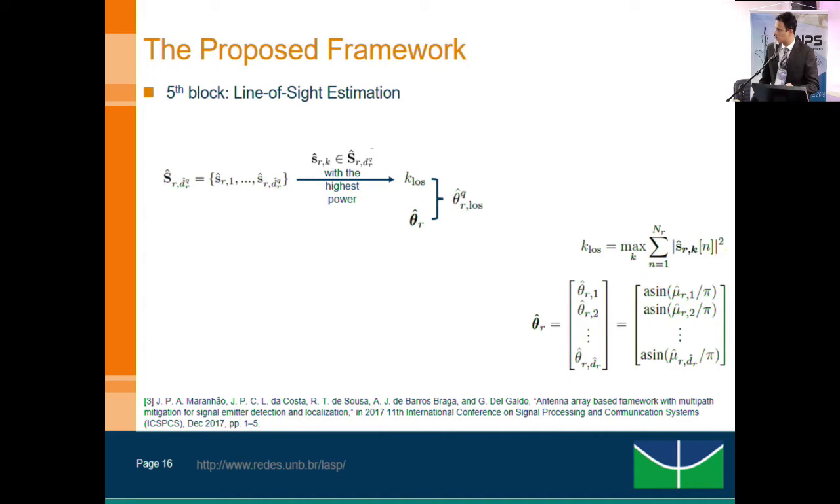The fifth block corresponds to the line of sight estimation, where given the set containing the received signal components which were emitted from the same source, we extract the direction of arrival of the component with the highest power. So we assume in this work that the line of sight of the emitter corresponds to the line of sight of the received component with the highest power.